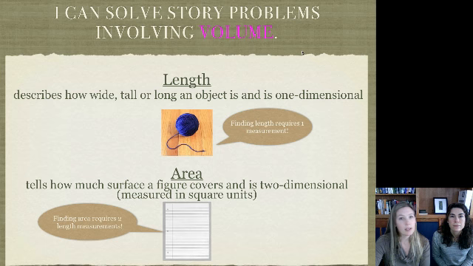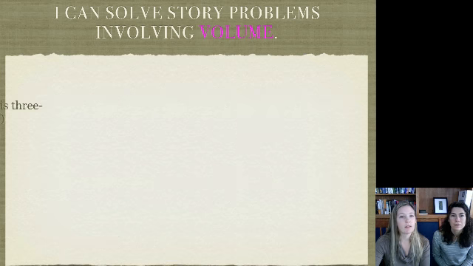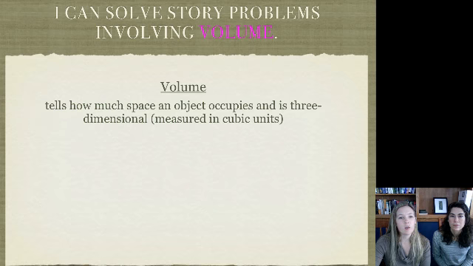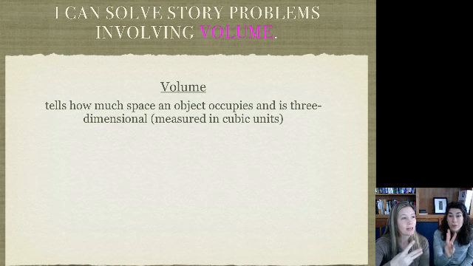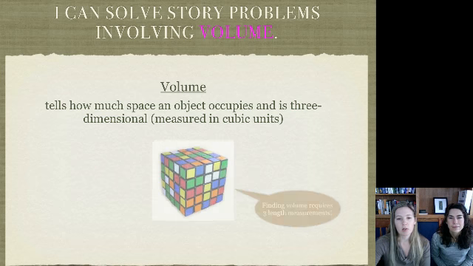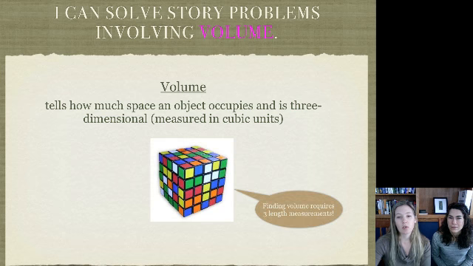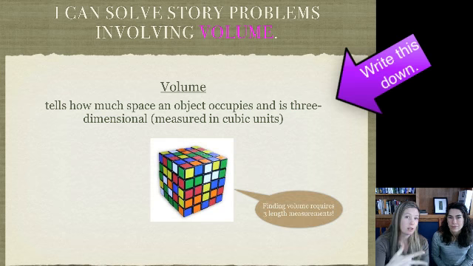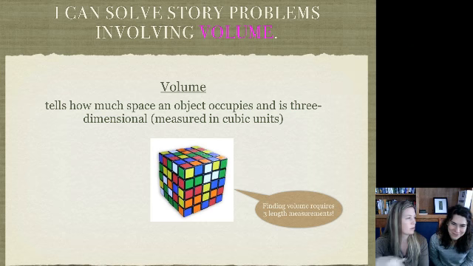And then the last one, you can probably guess, we've done length, area, and our new one is volume. Volume tells how much space an object occupies, and it is 3-dimensional. It is measured in cubic units, which we talked about in Learning Goal 1. So if you were measuring the volume of this Rubik's Cube, you would have to measure the length, the width, and the height, so 3 dimensions. So make sure that you have those 3 vocab words written down.